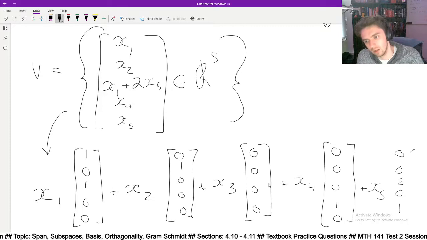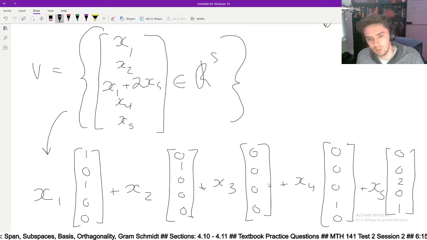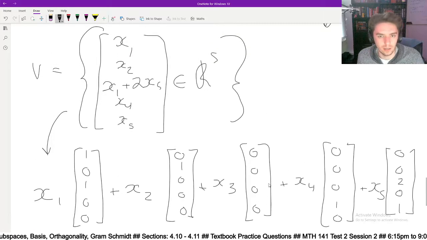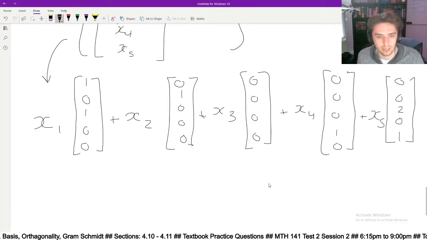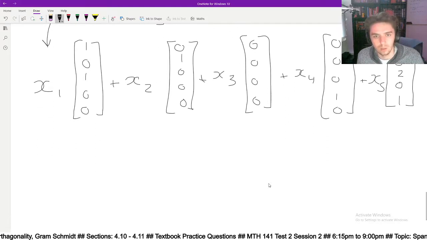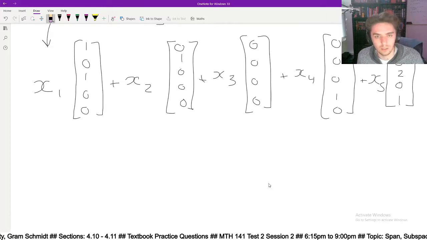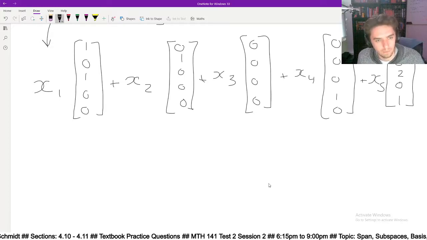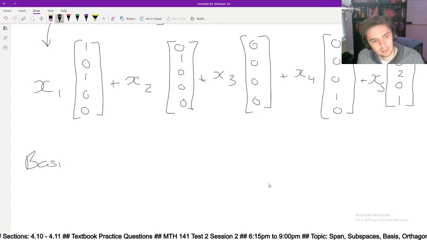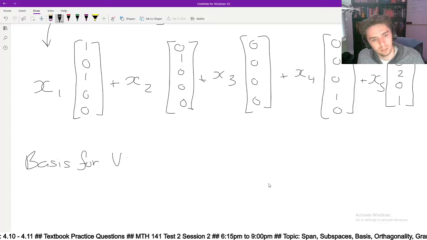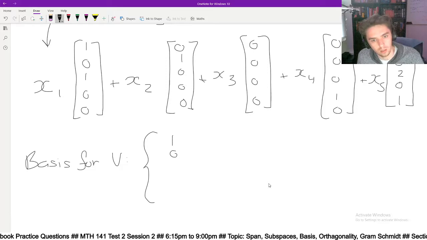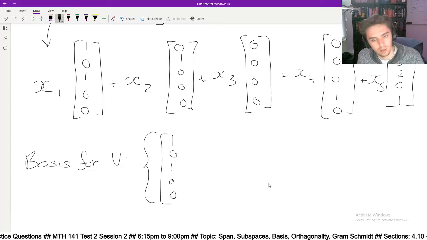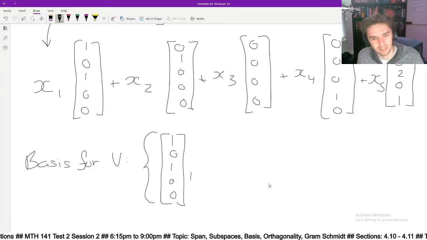So notice we can write any vector in V as a linear combination of these vectors, which means that these vectors form a basis for V. Okay, so a basis for V, one of them is 1, 0, 1, 0, 0. Sorry, I said that like it was the last one. And the rest of the vectors too.